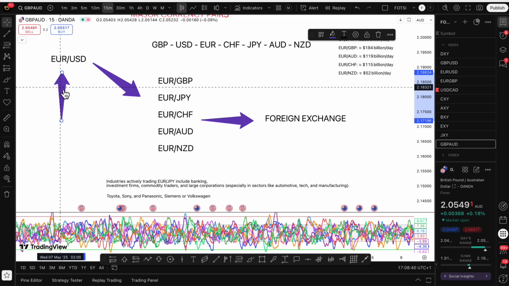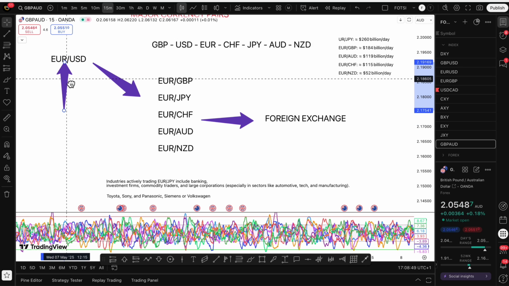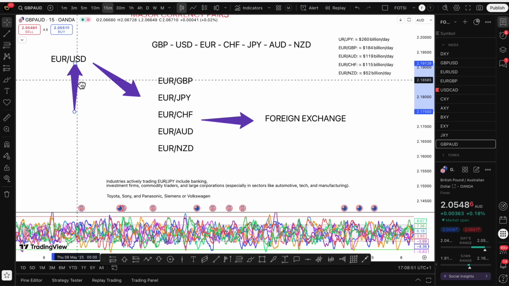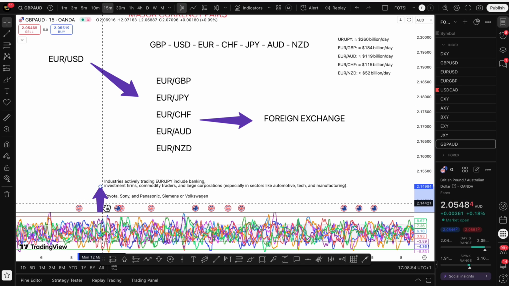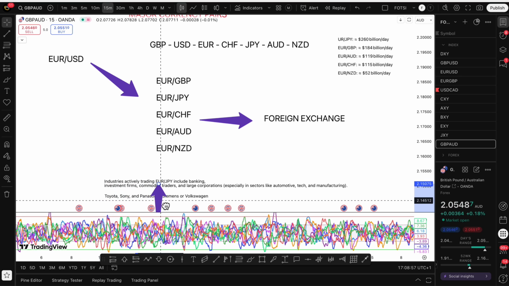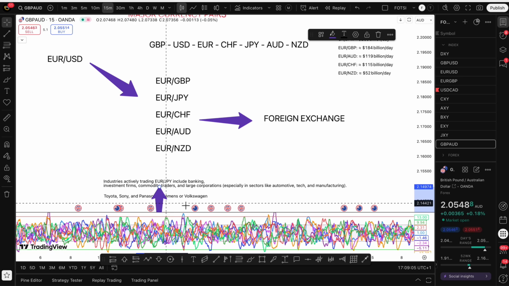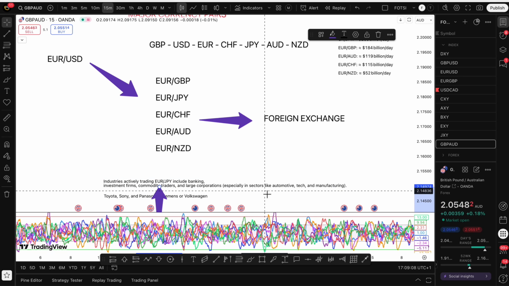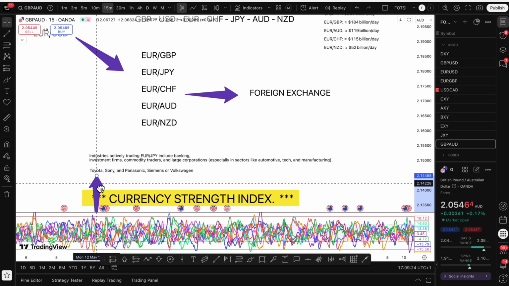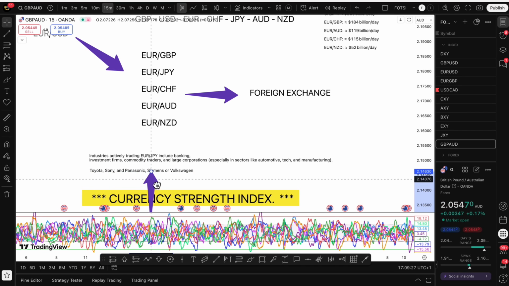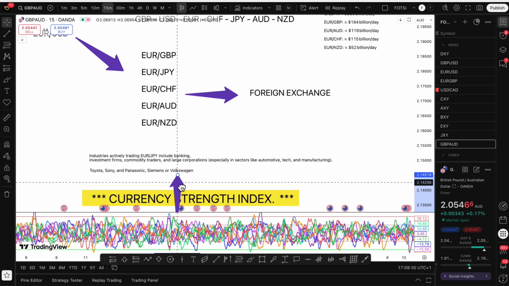If you don't understand what that is, they need to come back to a balance, a fair price, because these countries are doing business with each other, or organisations and companies within these countries. As an example, I've written down here, industries actively trading the euro JPY include banking, investment firms, commodity traders, large corporations, especially in sectors like automotive, tech and manufacturing: Toyota, Sony, Panasonic, Siemens and Volkswagen. That's not to mention all the raw commodities and stuff.